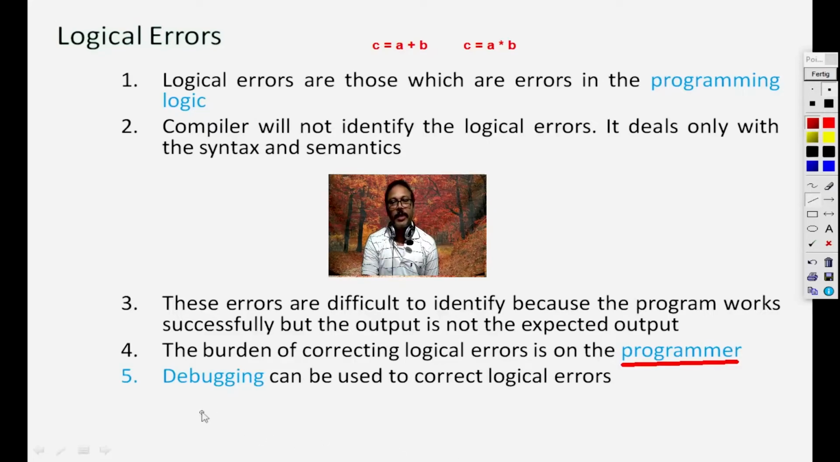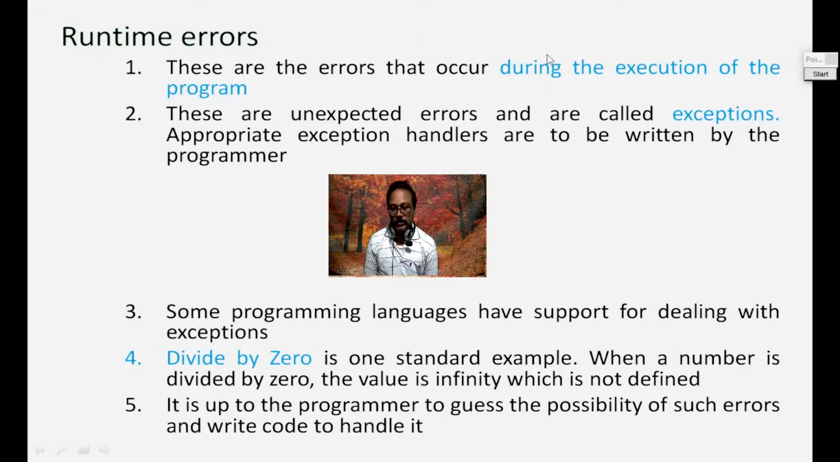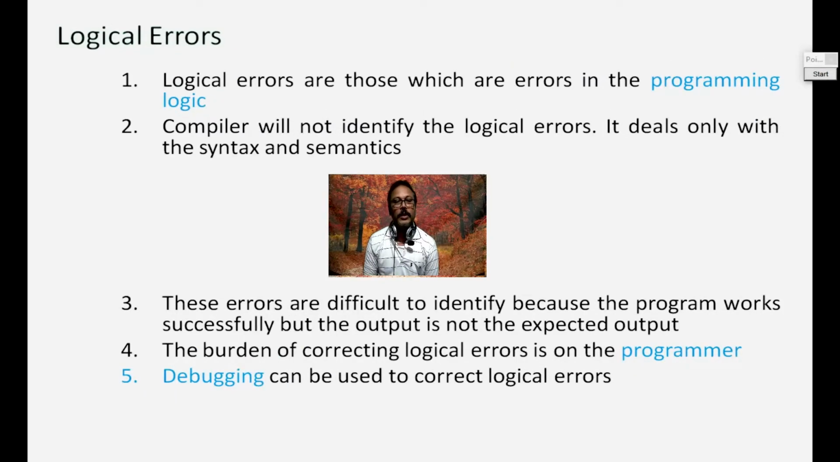So debugging can be used to correct logical errors. Debugging. That means finding the bugs. Bug is error. Okay. Debugging can be used to find the logical errors. How to do it? By different methods. So there are different methods of debugging the programs.